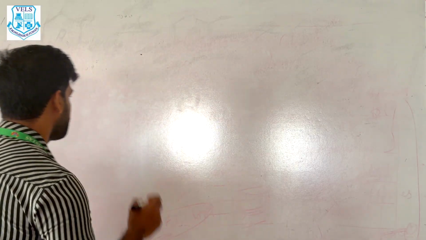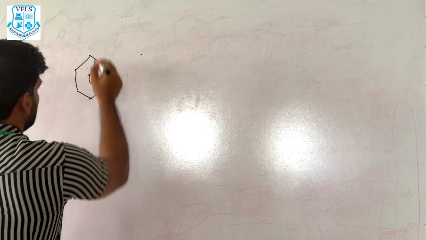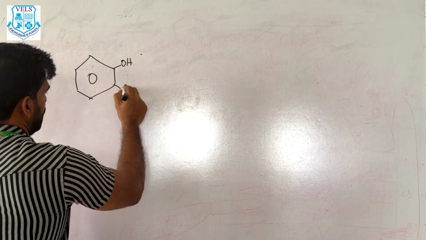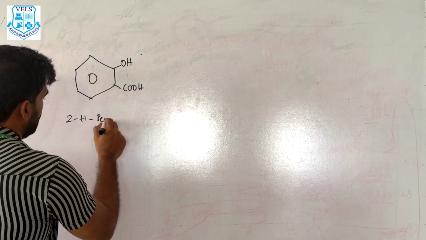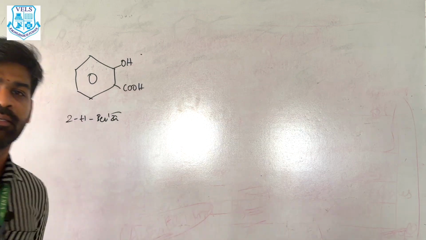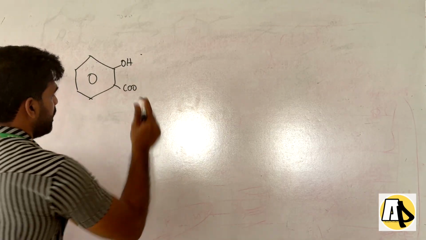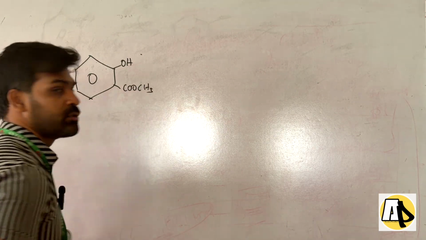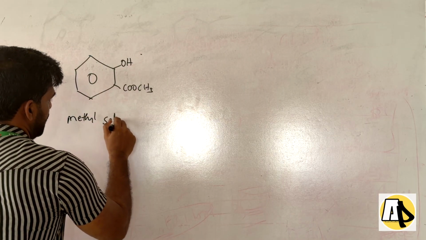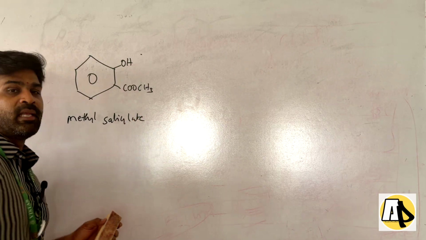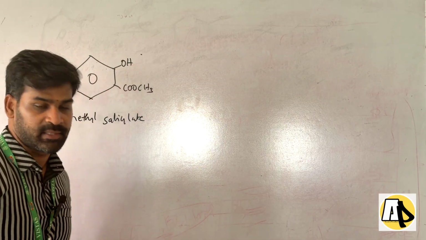Right? Now, let us draw the structure of methyl salicylate. You know the structure of salicylic acid. It is 2-hydroxy benzoic acid, nothing but salicylic acid. From salicylic acid, if there is a methyl group attached to the benzoic acid, it is called methyl salicylate. From methyl salicylate, today we are going to see how we are synthesizing salicylic acid.